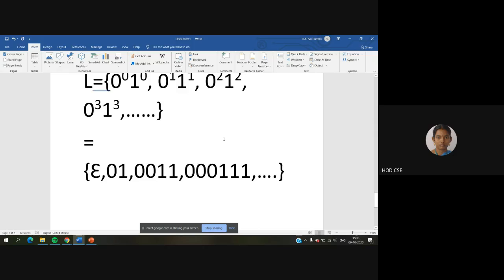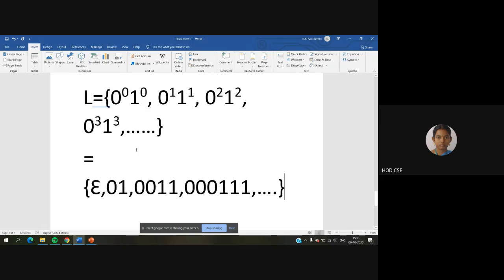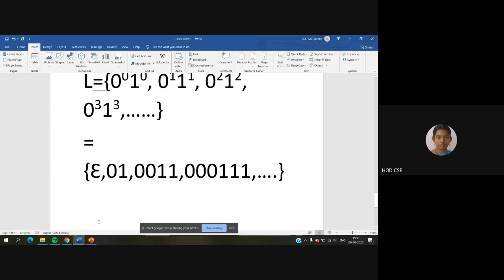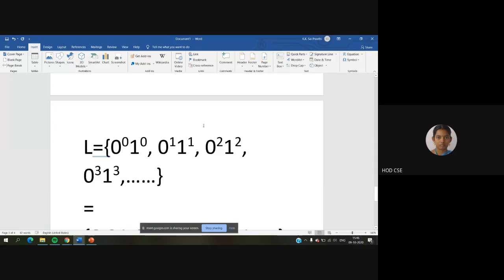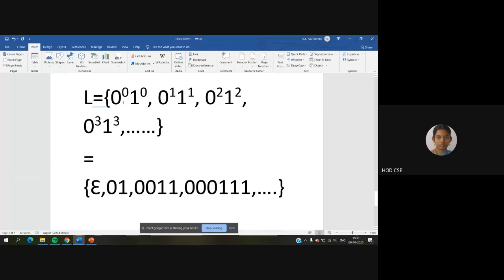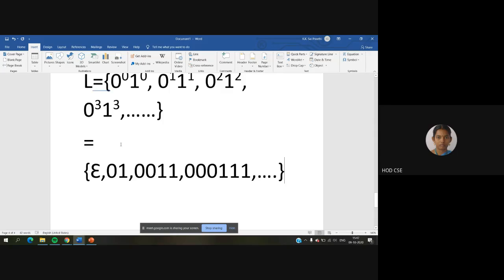Is it clear? At least this principle. Yes, ma'am. Let us see some problems regarding this language design. Have you copied this? First, you write the possible values of n in increasing order. Then, for L as a pattern of 0 power n, 1 power n, you substitute every possible n value in the pattern and expand it. That's all about the language. Shall I move on to the next?